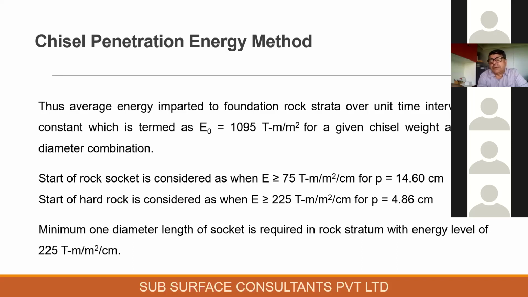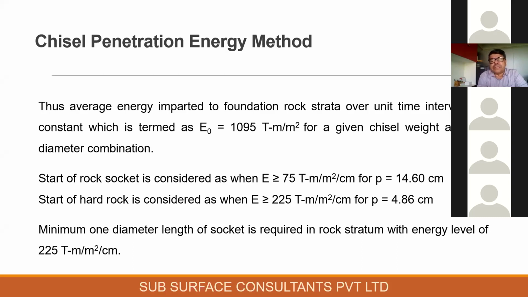Now, obviously, in the field, you cannot measure 14.6 and 4.86. You have to round it off to, let us say, 15 centimeter and 5 centimeter. So to the field engineer, now you can tell that the rock socket is considered to have started for a 1.2 meter diameter pile when the penetration of the chisel reduces to 15 centimeters, or drops below that value. And hard rock is considered to have started when the penetration reduces to 5 centimeter and below.